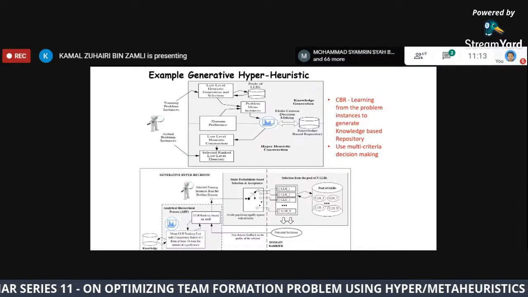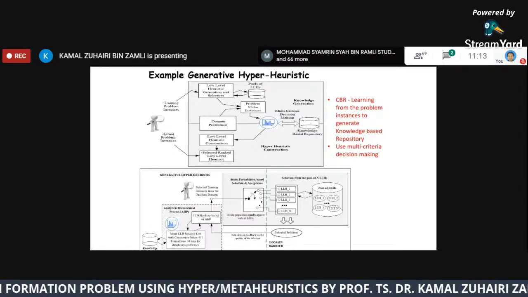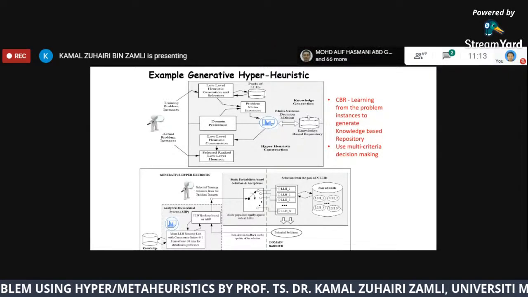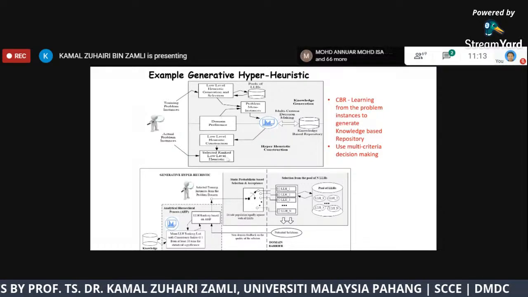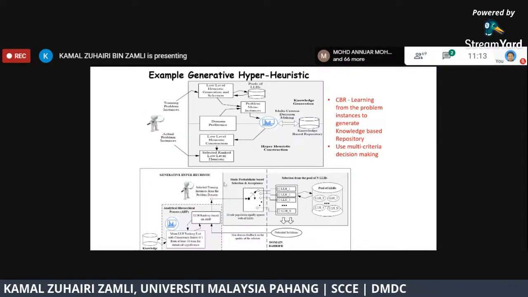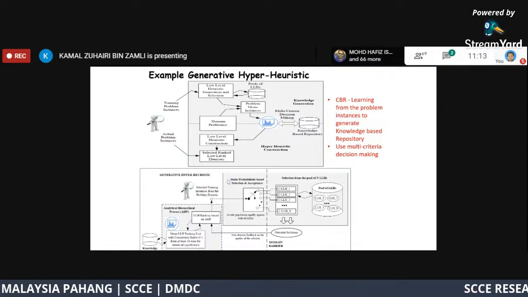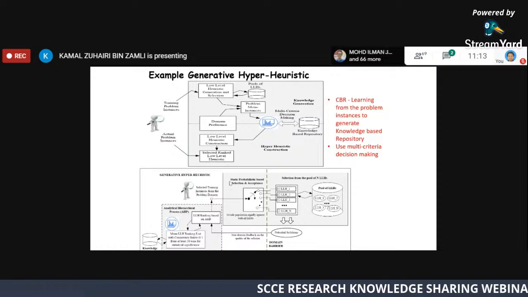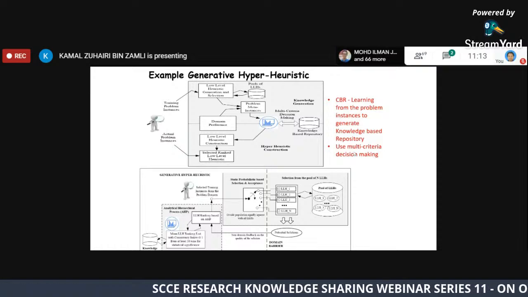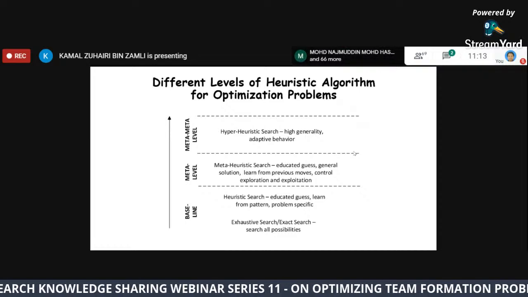So based on this problem, this generative will select a different set of meta-heuristics for that particular problem. That is as well called generative hyper-heuristic. I mean, more generally, it can automatically detect what kind of problem, and what kind of meta-heuristic is suitable for that kind of problem. So this is the idea of generative hyper-heuristic. Now, we talk about this.